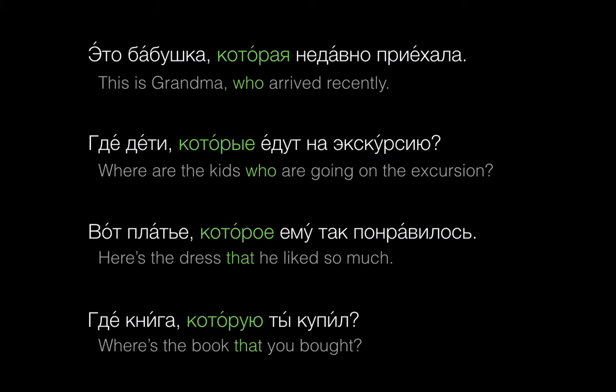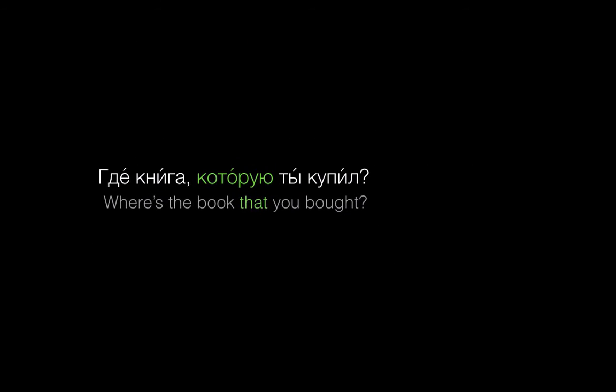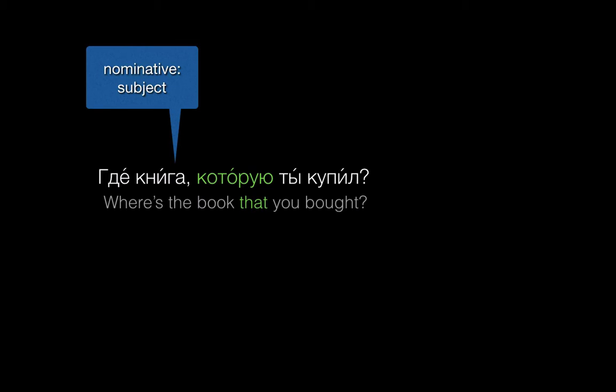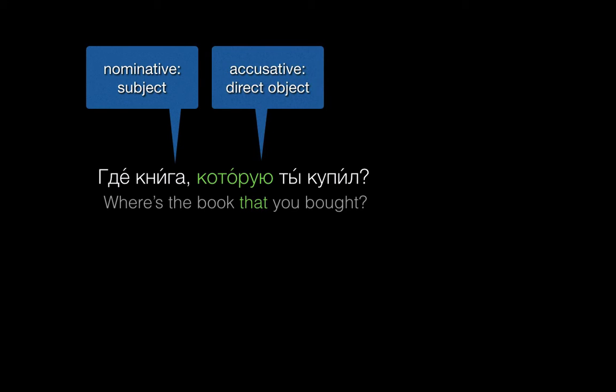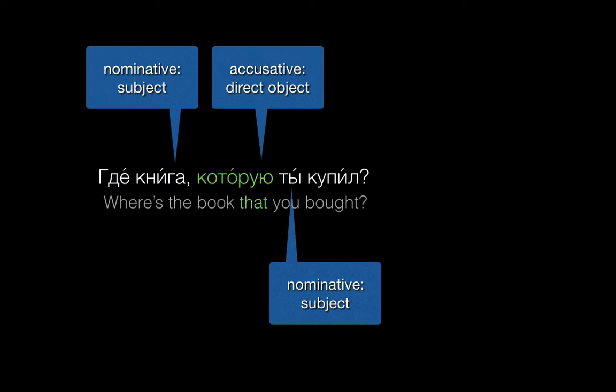Now there's one more thing to say about the ending of который. How do we know which case to use? In this last example, книга is nominative since it's the subject of the first clause. But what about которую? Why do we have that accusative ending? Well, it's because the book it refers to is the direct object in the second clause. The subject in that clause is you, since you carried out the action.